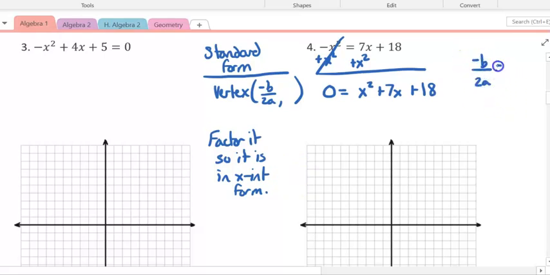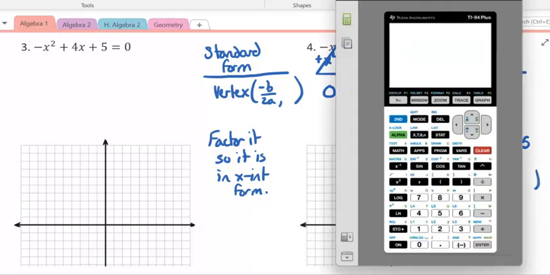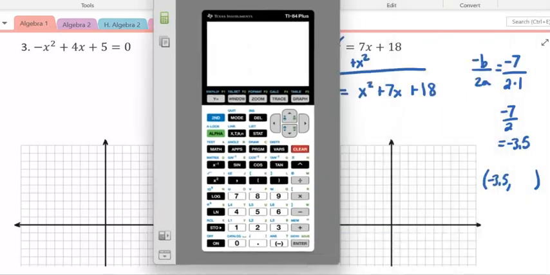so I'm going to go with that. So if I do negative, b is 7 over 2 times a is 1. So that's negative 7 over 2, which is negative 3.5. So that's my vertex for the x value. And then I plug negative 3.5 back in for the y value. So I'm going to pull up my calculator here.